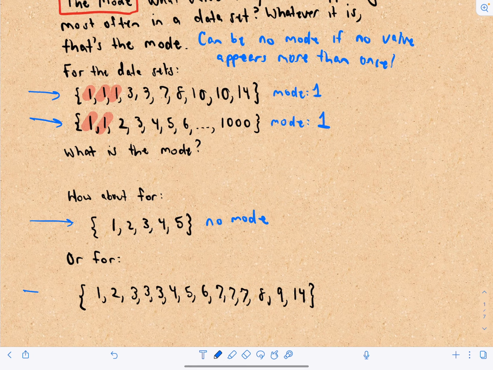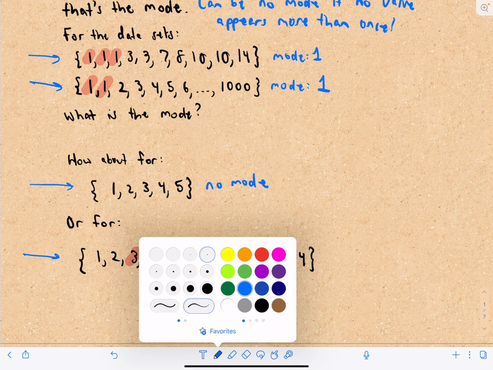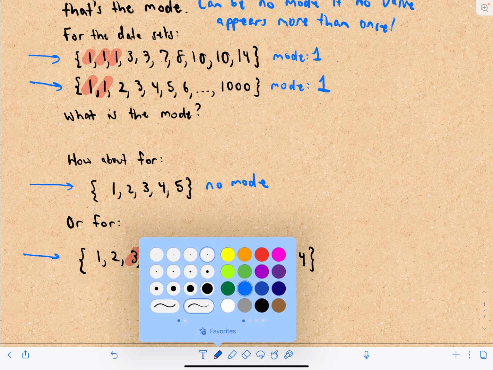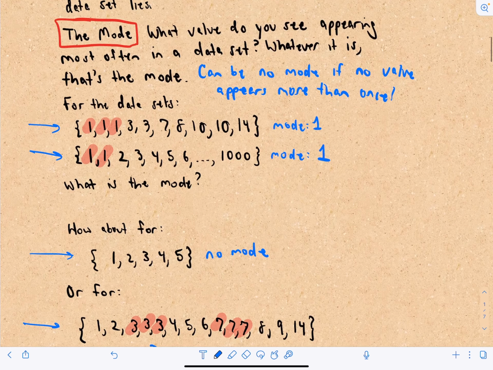Let's look at our last example. We have 1, 2, 3, 3, 3, 4, 5, 6, 7, 7, 7, 8, 9, 14. Well, it looks like the number 3 appears 3 times. The number 7 also appears 3 times. Those two numbers appear the most. So in this case, we've got 2 modes. The modes are the values 3 and 7.